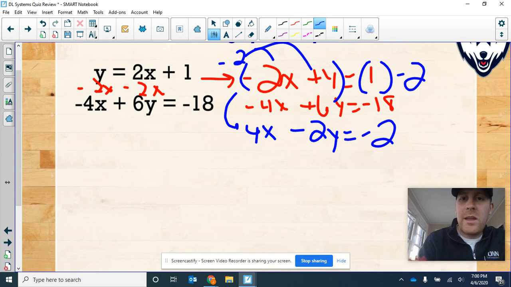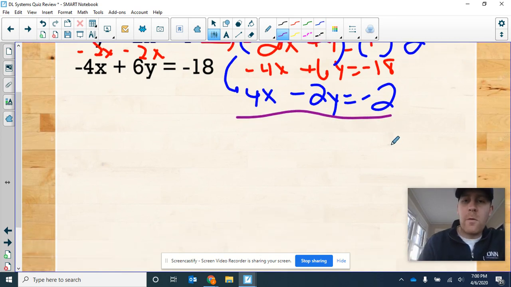Now we can go ahead and add those equations together. So negative 4x plus 4x is 0, so that cancels out. 6y minus 2y is 4y.